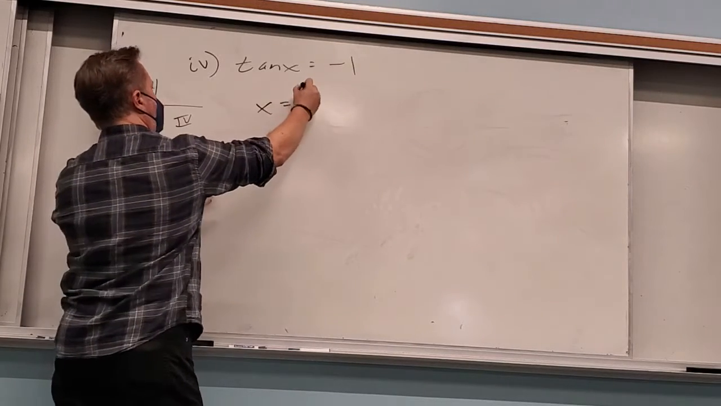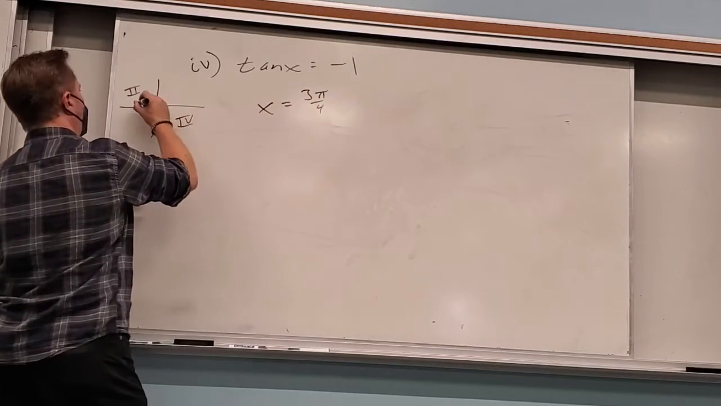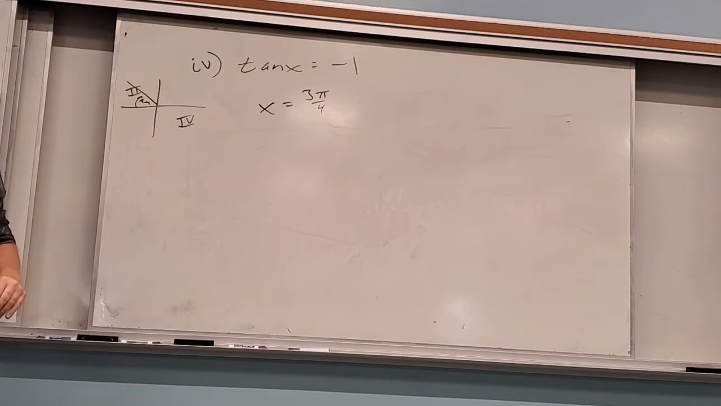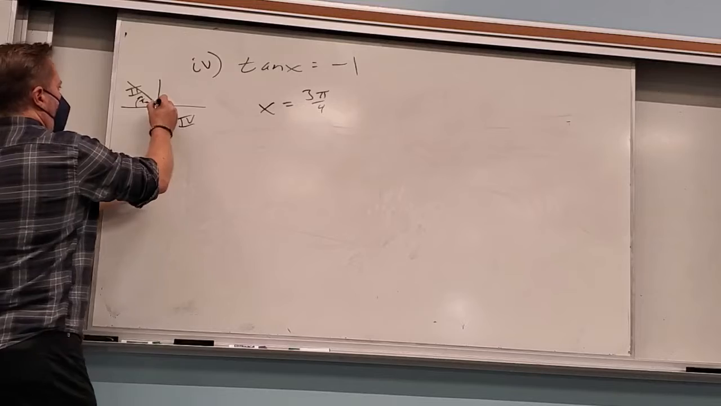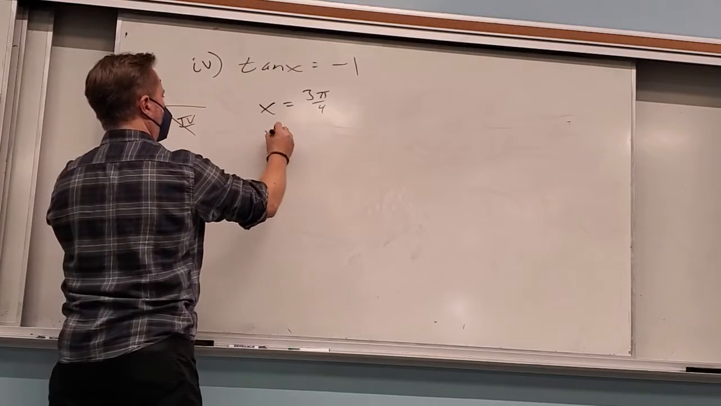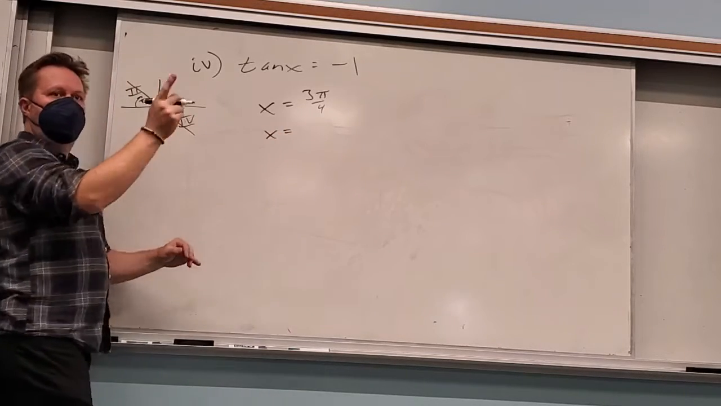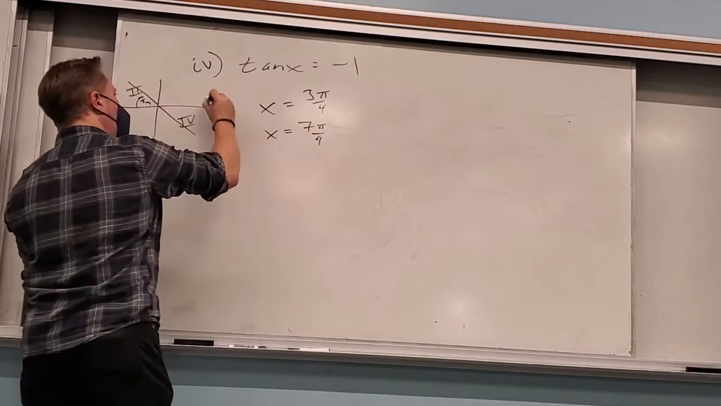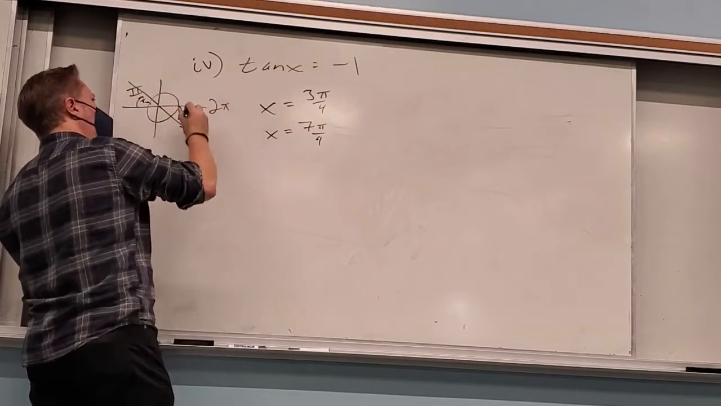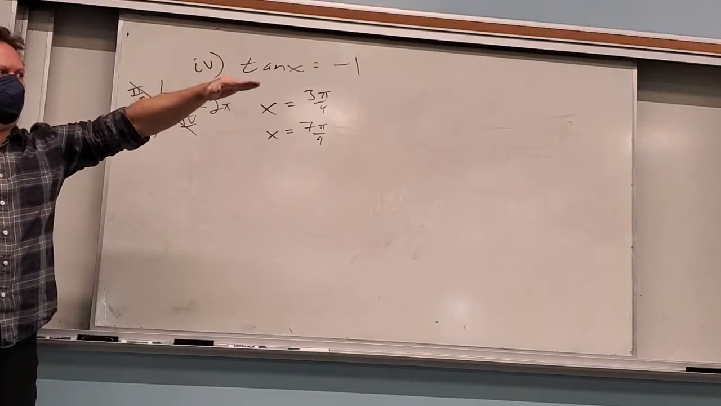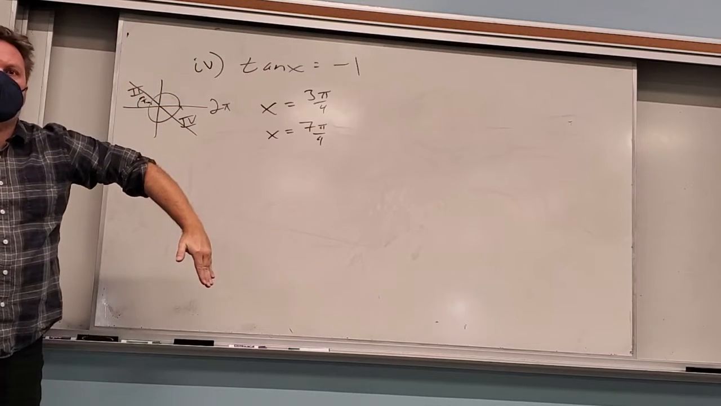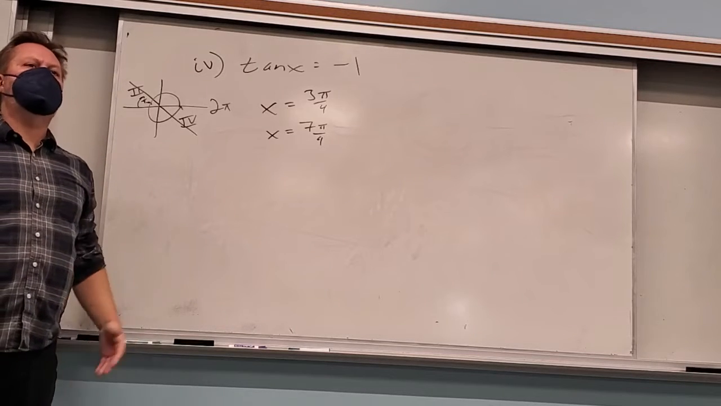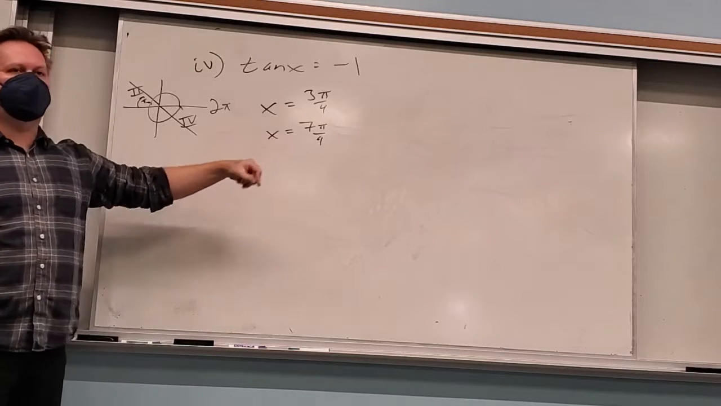3 pi over 4? Yes, 3 pi over 4. So that would be a reference angle of pi over 4. That would be 3 pi over 4. What's in the fourth quadrant? 7 pi over 4? 7 pi over 4. I love it. And again, some of you guys, you know that's 2 pi. So if I want to be pi over 4 before that, 2 pi minus 1/4 of a pi. So 8 pi over 4 minus pi over 4 is 7 pi over 4.